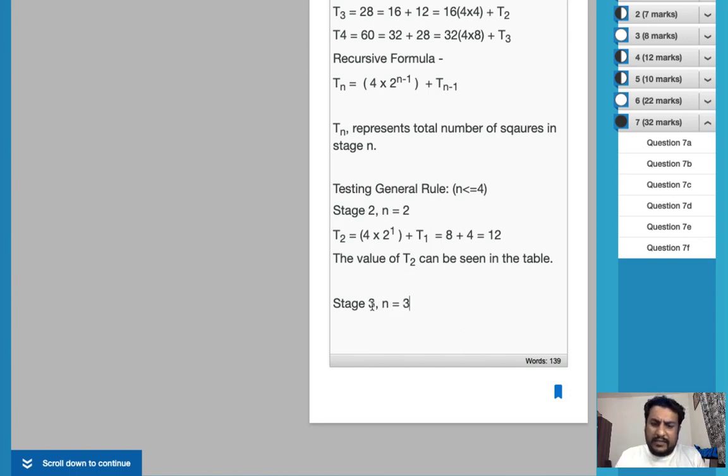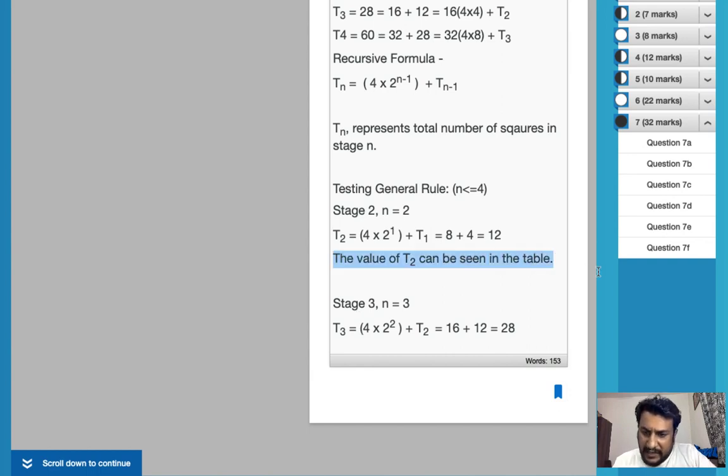Your n is 3. Now if I copy everything over here, this is 3, this is 2, now this is 2. So this would be 4 into 4, which is 16, and T2, which is already calculated over here, 12. Sorry, what I did. This is T2, which is 12, and this gives you the final answer 28.